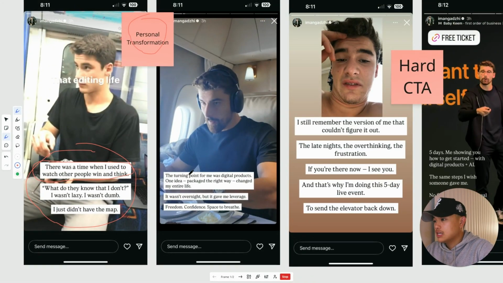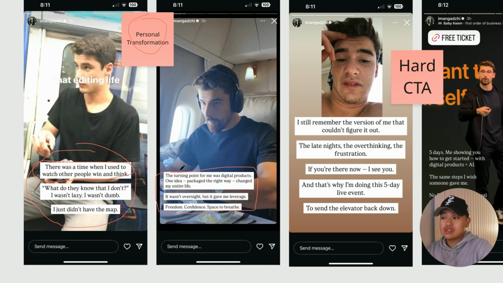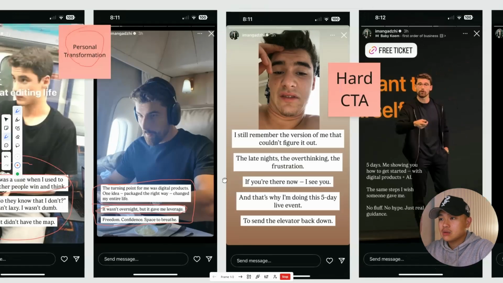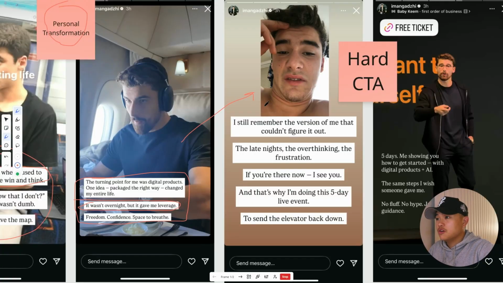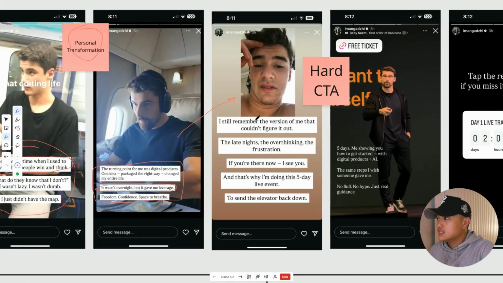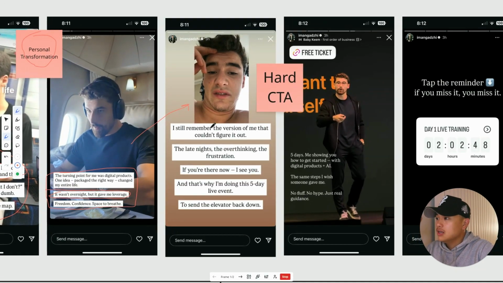And then he mentions that the turning point for me was digital products. You know, going back on that digital products theme on what he's going to push for his event. And one idea packaged the right way changed my entire life. It wasn't overnight, but it gave me leverage, freedom, confidence, and space to breathe. And again, he's using his own case study or his own transformation, basically saying, I still remember the version of me that couldn't figure it out, the late nights, the overthinking, the frustration. If you're there now, I see you.